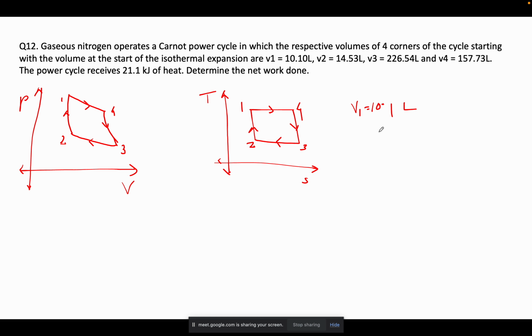Okay, 10.1 liter. Your V2 is given as 14.53 liter. V3 is given as 226.54 liter, and V4 is given as 157.73 liters. Then heat received is given as 21.1 kilojoule.